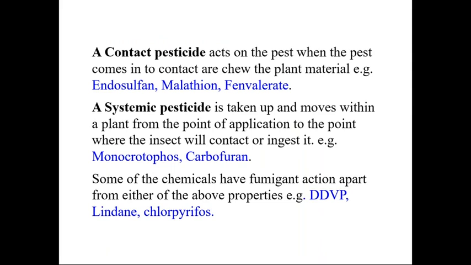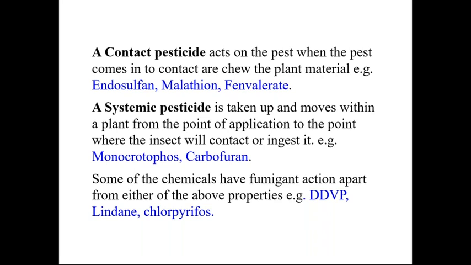Pesticides can also be described as either a contact pesticide or as a systemic pesticide. A contact pesticide is a pesticide that, when sprayed on the plant, stays on the plant, and so when the insect comes, it comes into contact with the plant, it chews the material, and in addition it takes in these pesticides which are sitting on the leaves or other parts of the plant, and these include endosulfan, malathion, and fenvalerate.